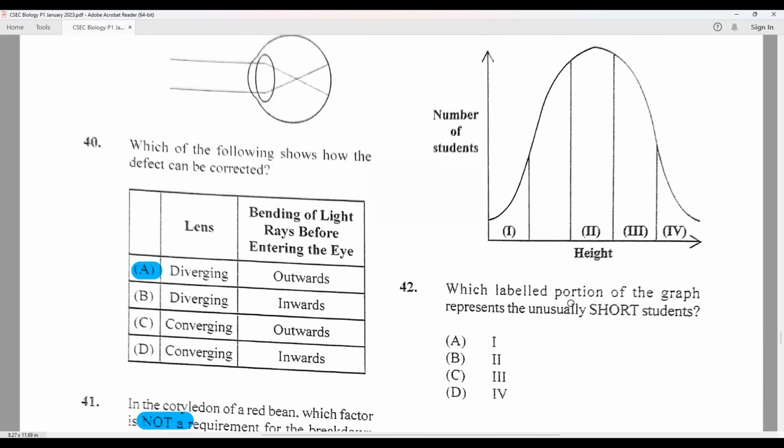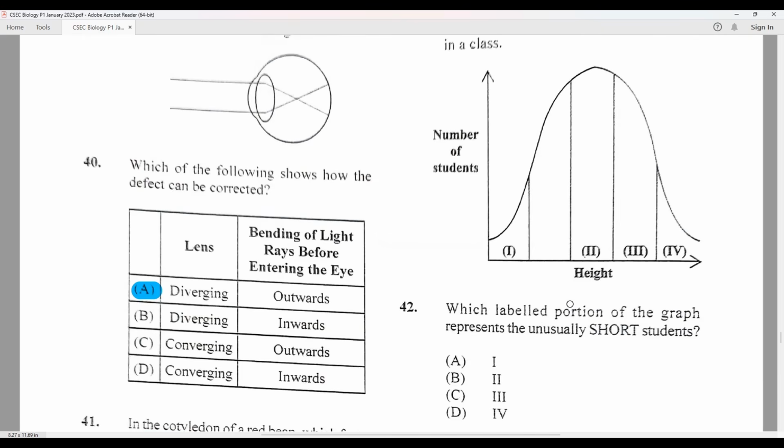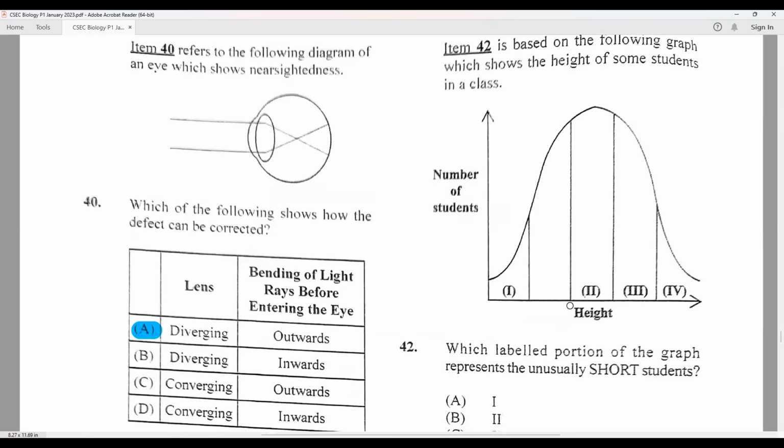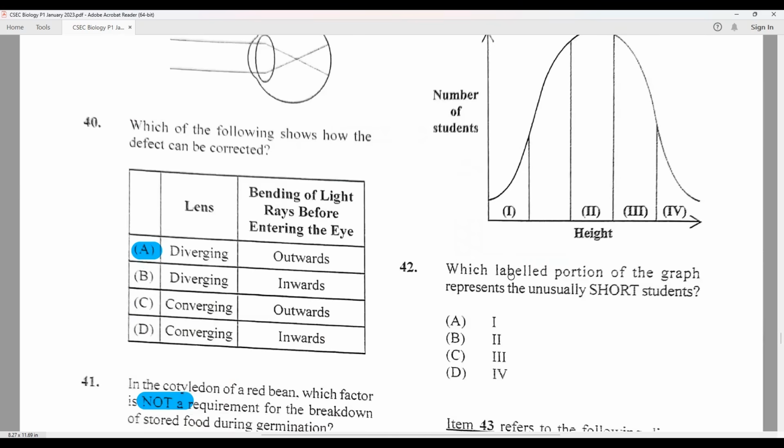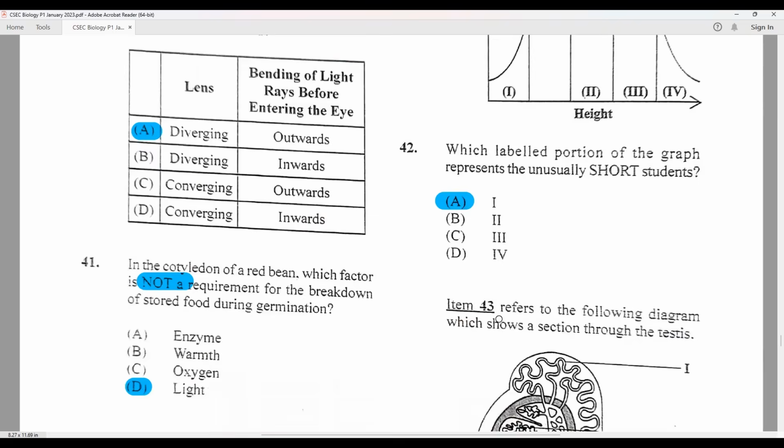Which labeled portion of the graph represents the unusually short students? If we are looking at this graph, it shows the height of some students in a class. We see a curve like this. And we know that the less height you have means the shorter you are. So A is the answer.